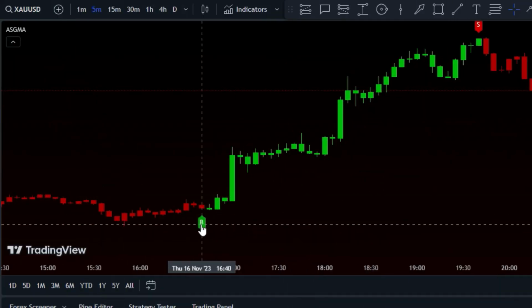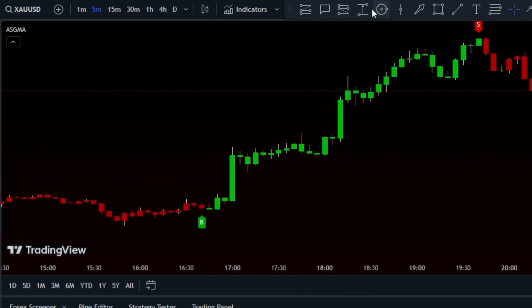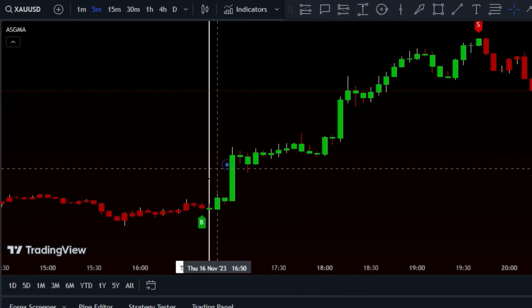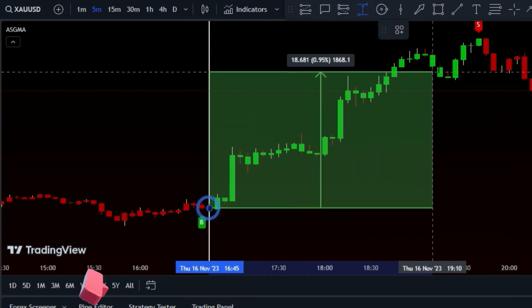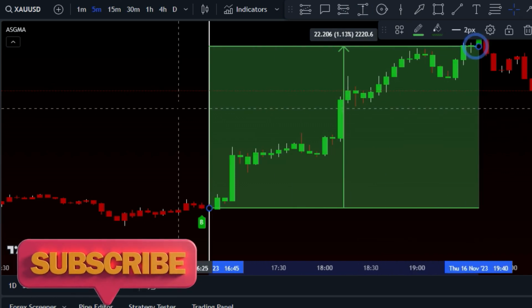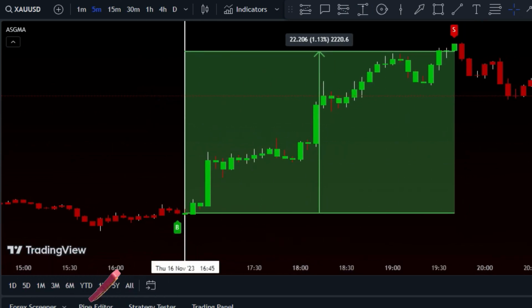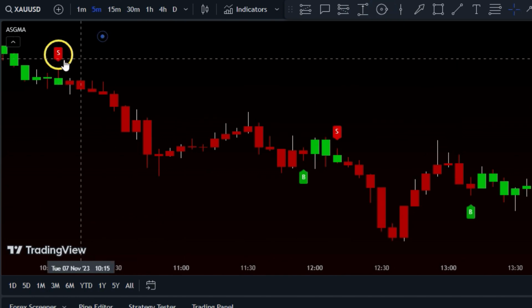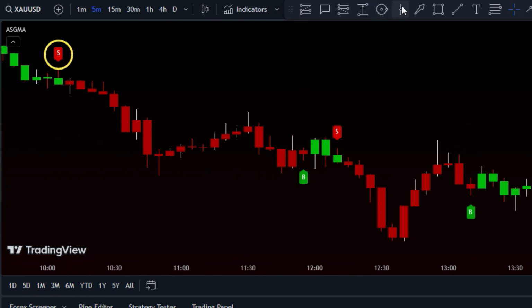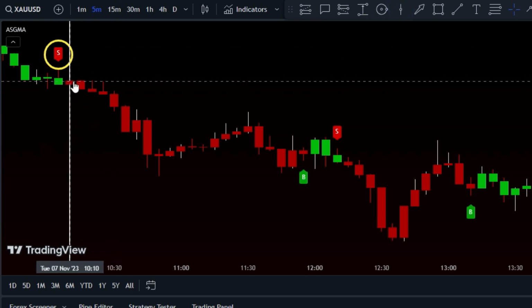Now let's get down to business. Picture this, a green candle appears after a buy signal. This is your cue to open a long position. Similarly, a red candle following a sell signal is your green light to open a short position.